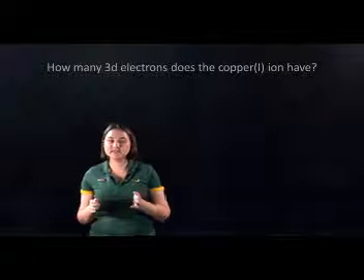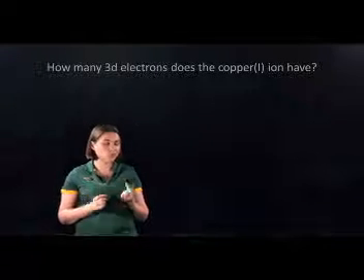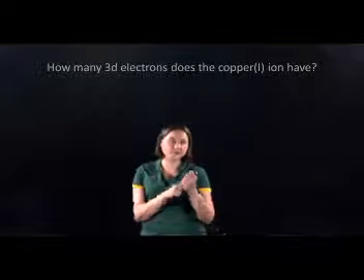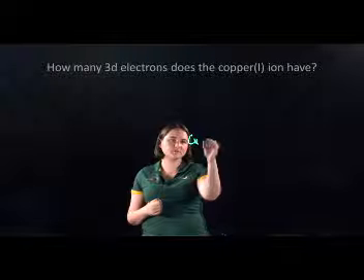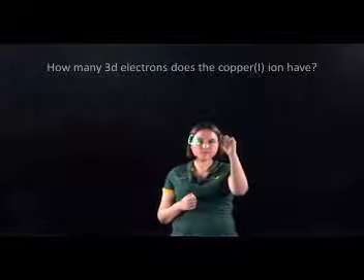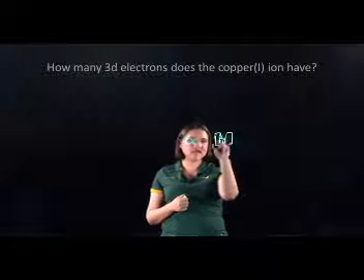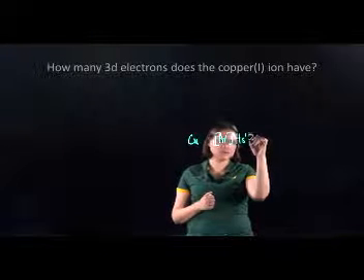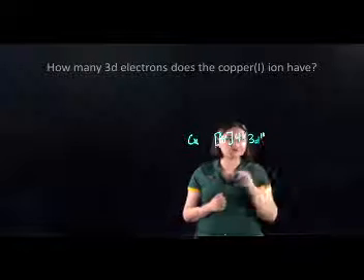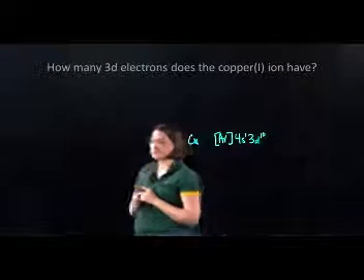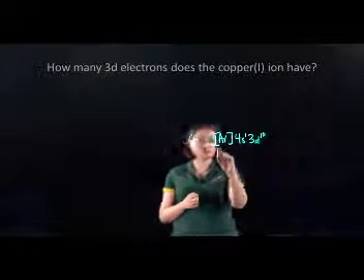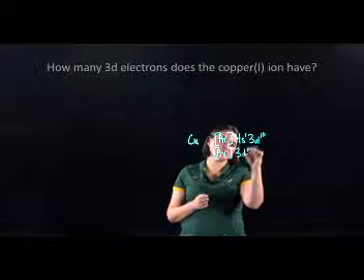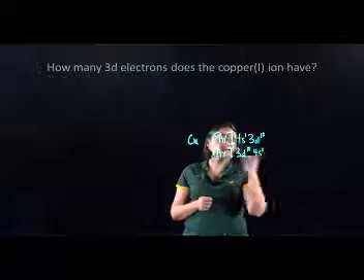So how many 3d electrons does a copper-1 ion have? Well, let's first start by writing the electron configuration for copper. Its noble gas on the row above it is argon, and this was one of our exceptions. So it was 4s1, 3d10. Now remember, we can also write this in the opposite order, where it's 3d10, 4s1.